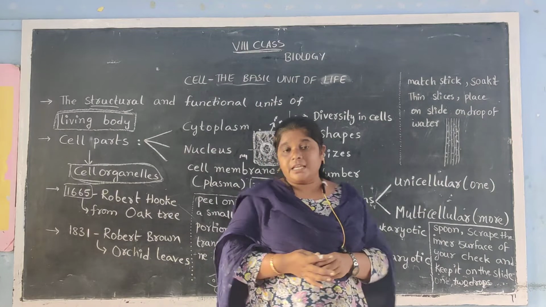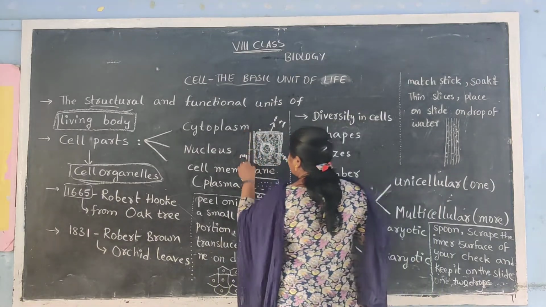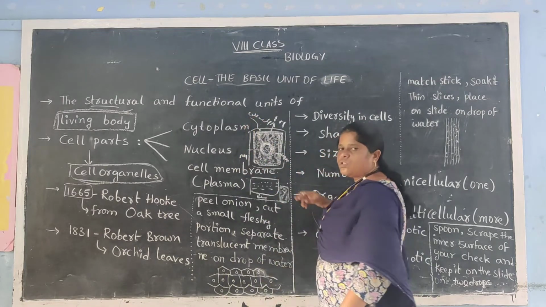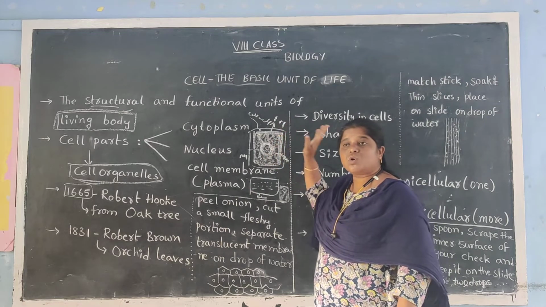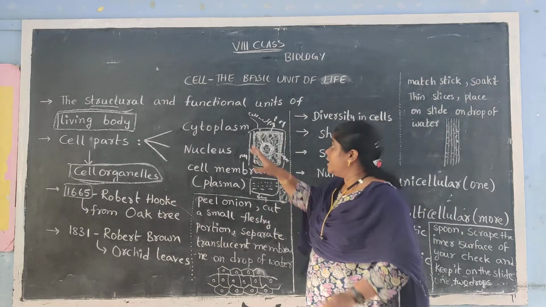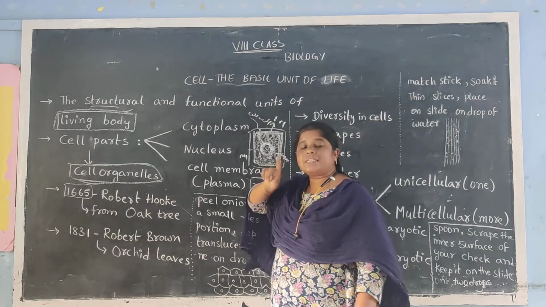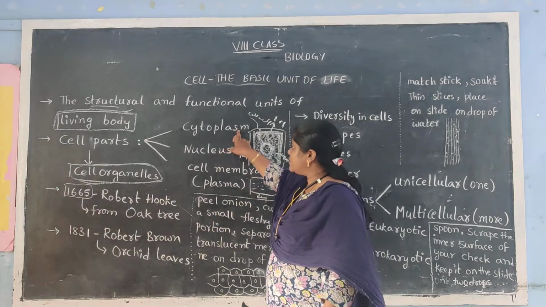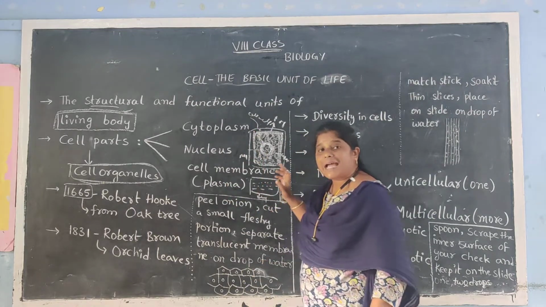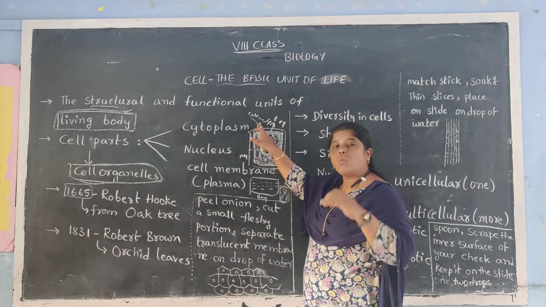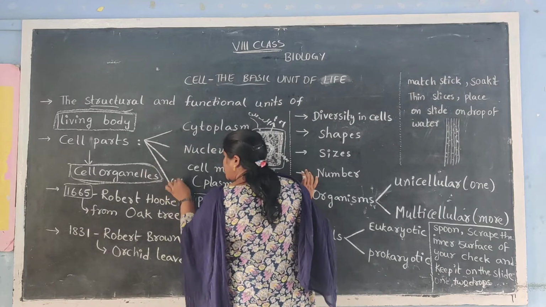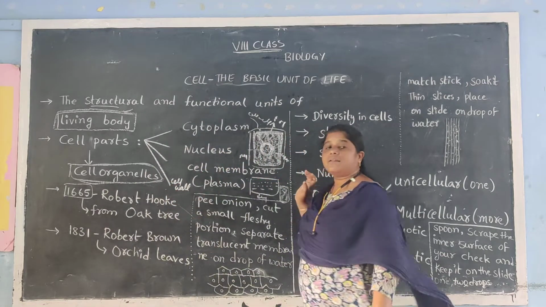For your understanding, if you take plant cell, there will be an extra covering over the cell membrane, which is also called as cell wall. This will be present only in plant cells but not in animal cell. So if you were asked to write the parts of the animal cell: cytoplasm, nucleus, cell membrane. If they ask you to write the parts of the plant cell, you are supposed to add one more cell organelle called cell wall, which is present only in plant cell.